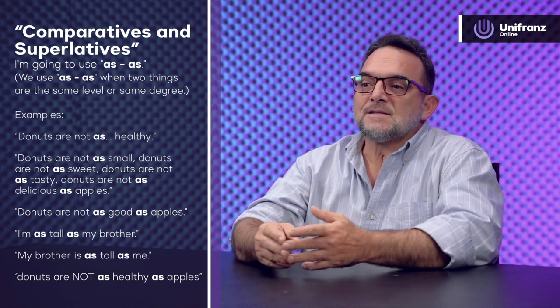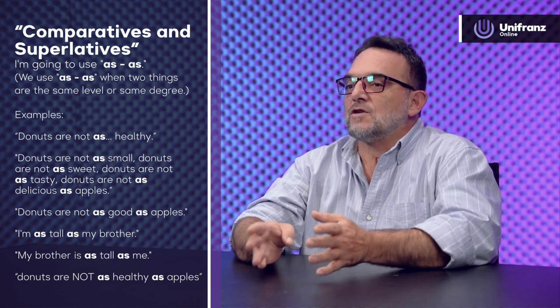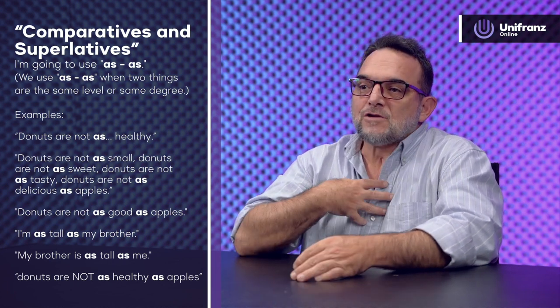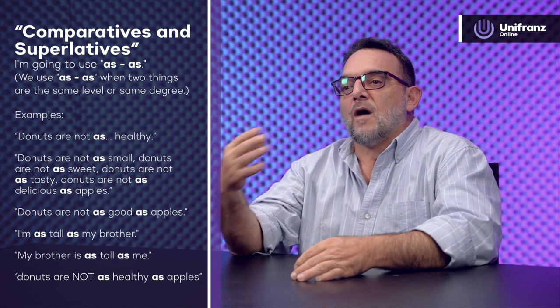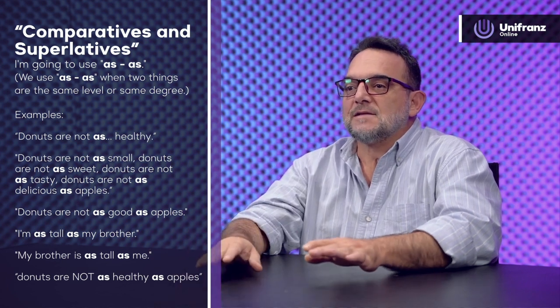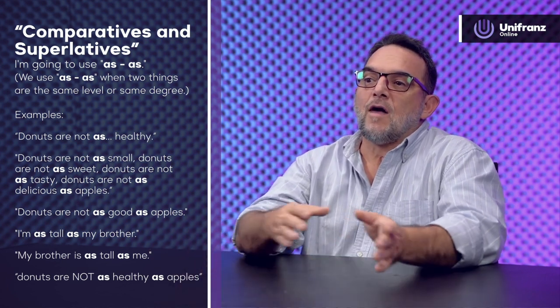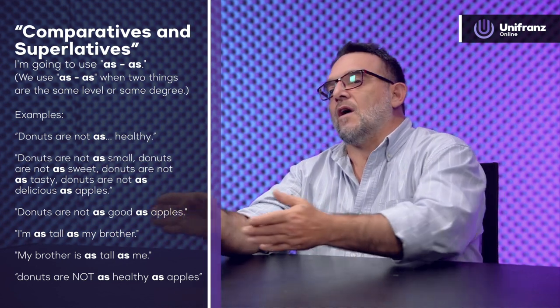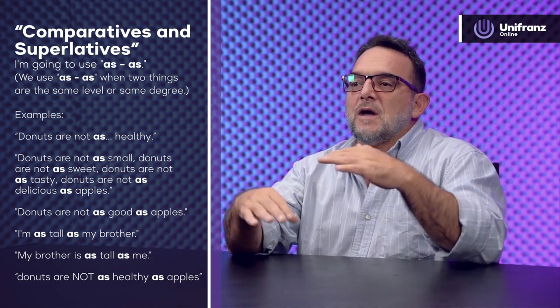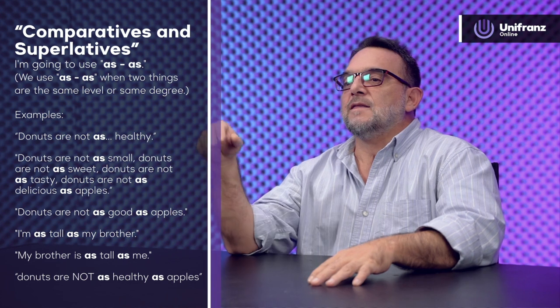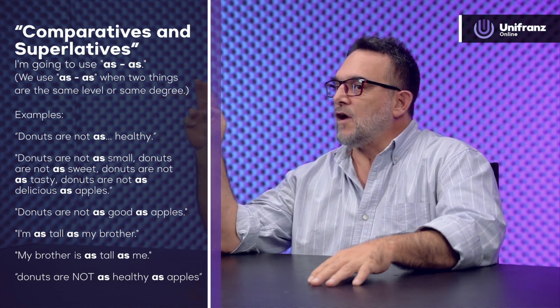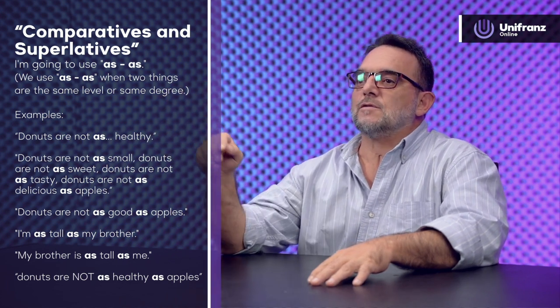This is super easy. As. We use as when two things are the same level or same degree. I'm as tall as my brother. My brother and I are both the same size. I can say, my brother is as tall as me, or I'm as tall as my brother. It means we are the same. In this case, I'm saying donuts are not as healthy as apples. This means that apples are more healthy. Apples are smaller. Apples are tastier. Apples are more delicious, etc.